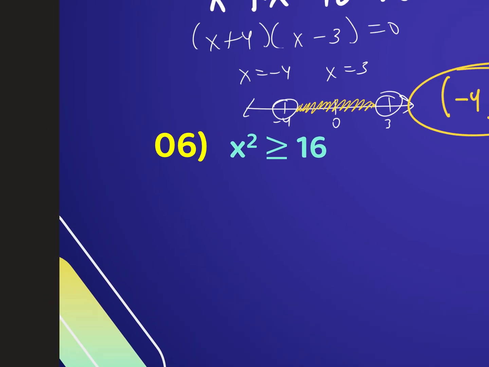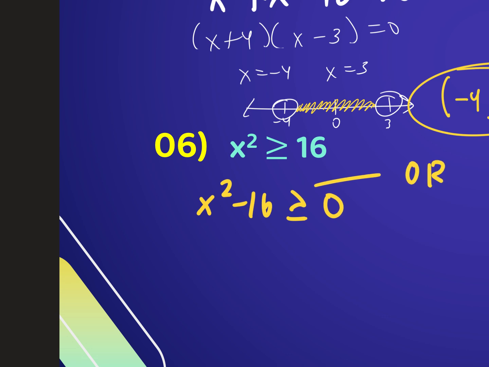I know you guys look at this and go plus or minus 4. I get it. Let's go through the motions, though. Is everything on one side and 0 is on the other? No. So let's move it over. X squared minus 16 greater than or equal to 0. Let's talk about the sign. What does it say? X squared minus 16 is greater, right?